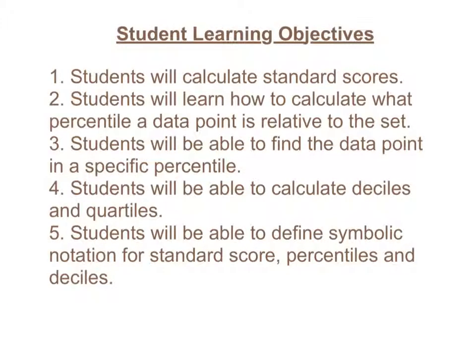Alright, the goals for this video are listed here. We have 5 things to do. Calculate z-score, calculate percentiles both ways, both how to find a percentile of a data point and then how to find what data point is in a specific percentile. Deciles and quartiles, just an application of percentiles, and then look at the symbolic notation for all of these things. So these are your learning objectives for this video.